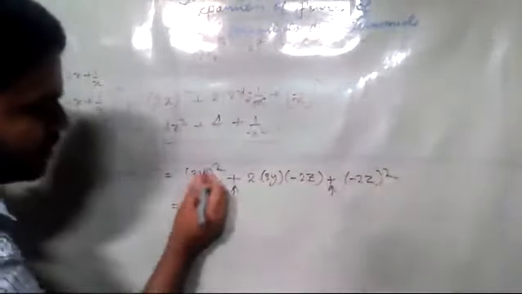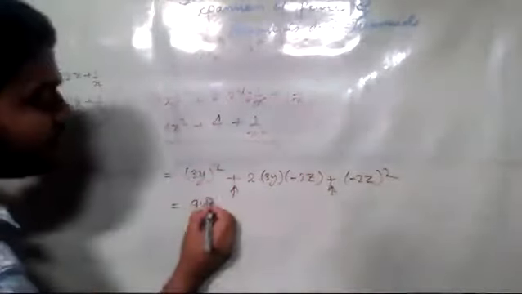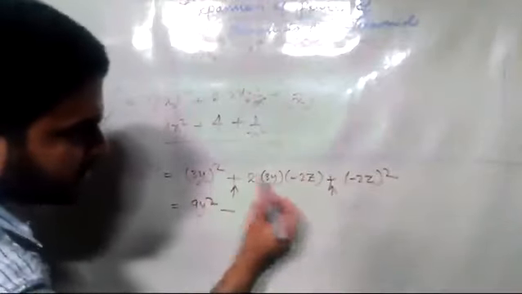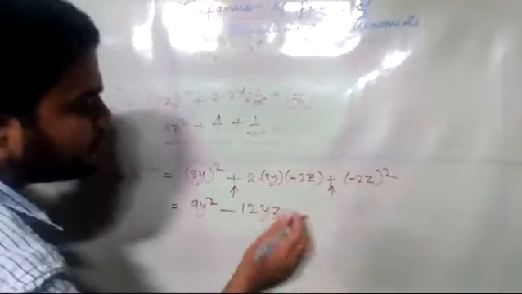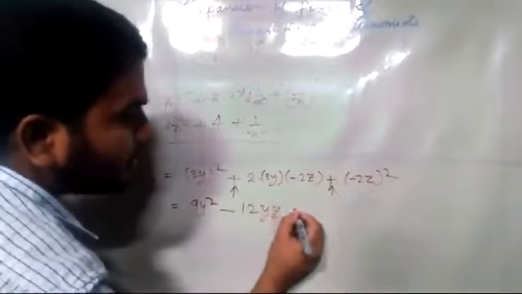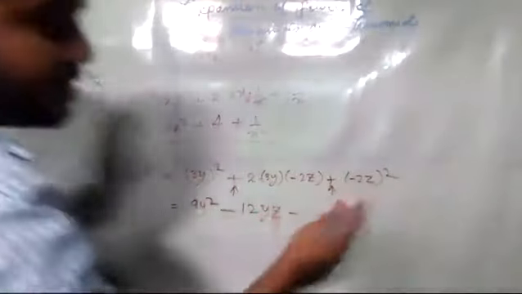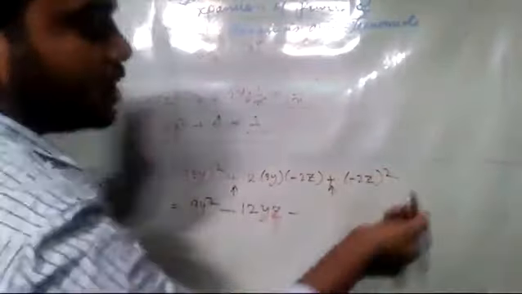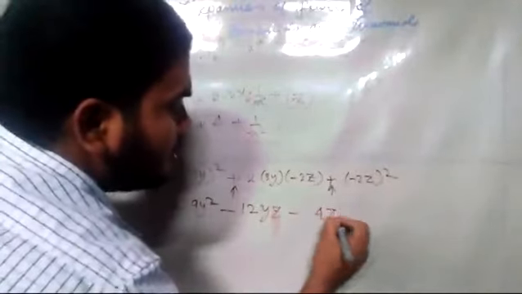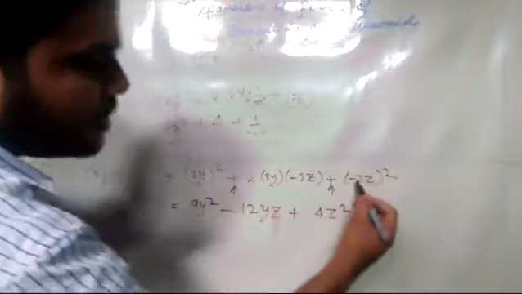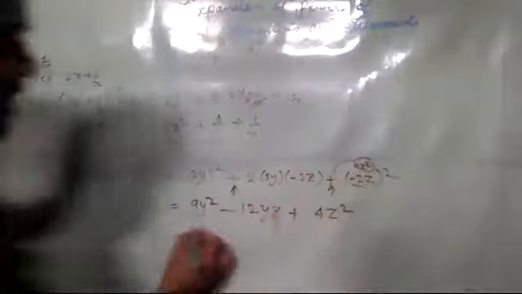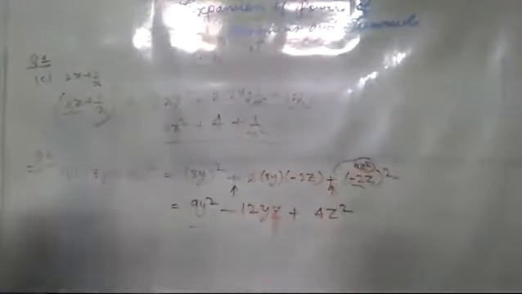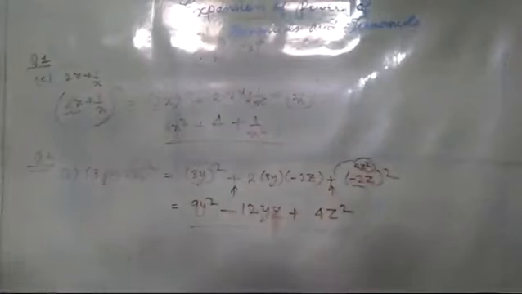For an example, 3 3s are 9. Then plus into minus will be minus, 3 2s are 6, 6 2s are 12, yz. Then plus into minus will be minus, but take care, see here it is minus of 2 whole square. So square of any negative number will always be positive. So it will become 4z square, and plus will remain because this is minus. So if you expand, it will become plus 4z square. So in this way you have to read slowly, try to understand, and then solve your numerical problem.